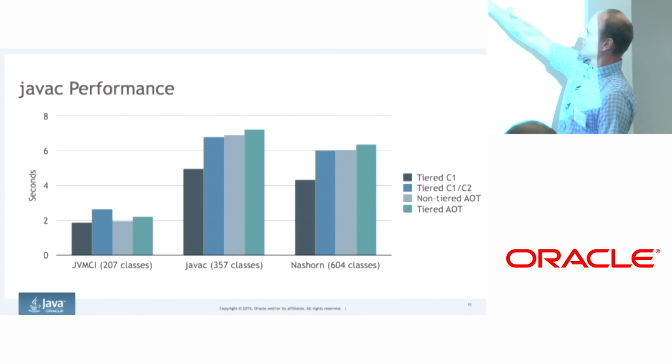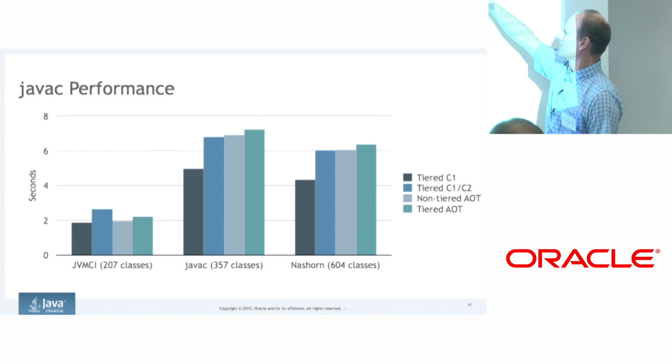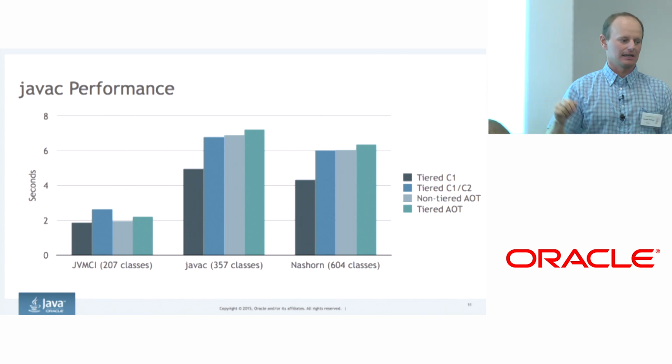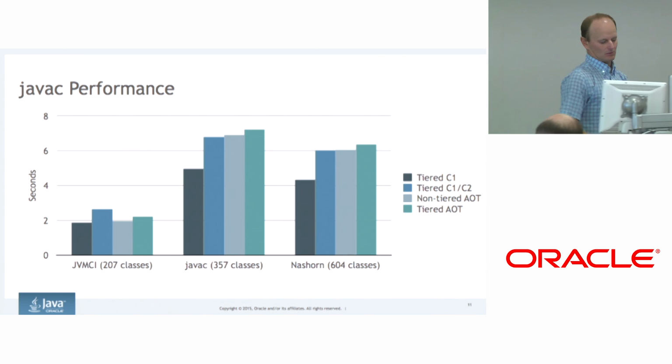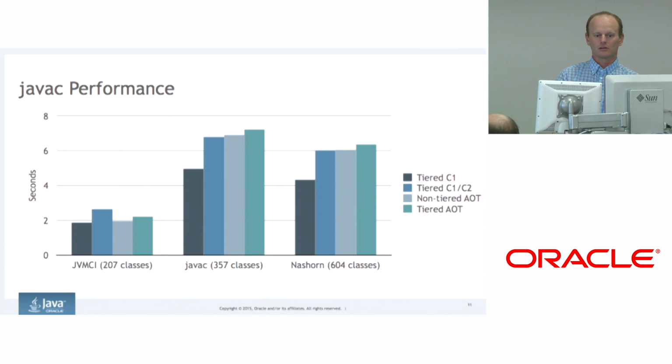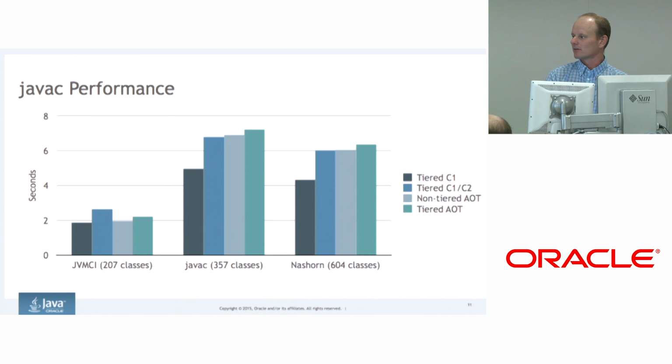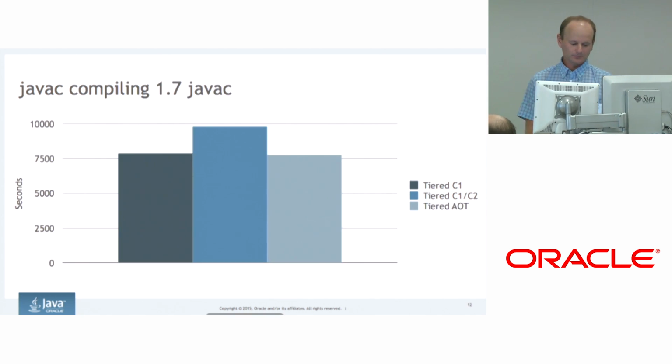So, but still, this is annoying, but we can get rid of that. Especially on a later slide, I know that we hit exactly the same peak performance with a tiered AOT. So it's just a matter of finding out why that's the case.